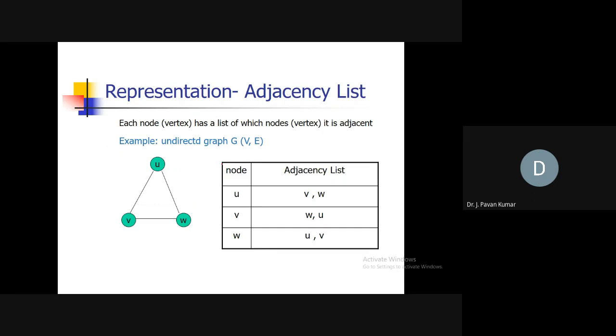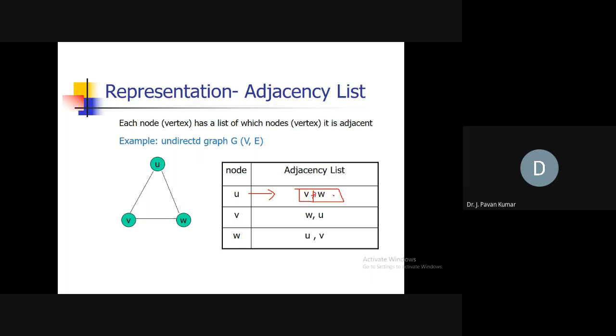Next, adjacency list representation. Here we will have a list for each and every vertex. However many vertices we have, that many lists we maintain. And what that list contains is whatever adjacent vertices we have, those all will be part of that list. So U is adjacent to V and W. So U is pointing to a list where we have V, and V's next is W.